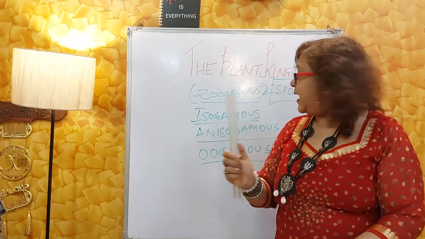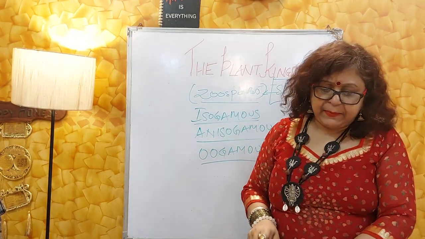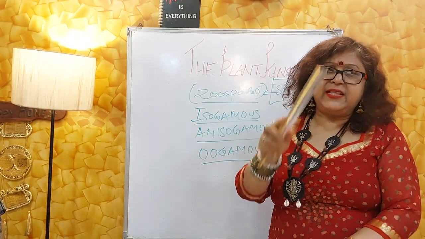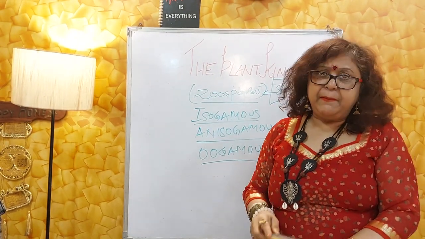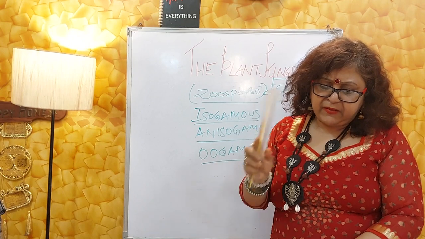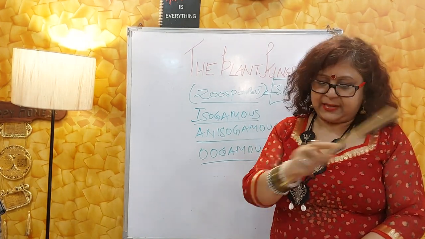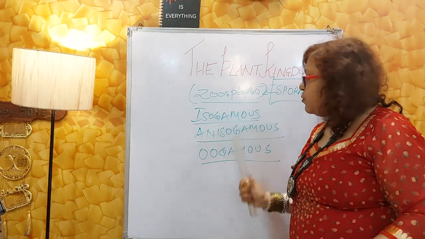Then what is anisogamy? Anisogamy means fusion of structurally dissimilar gametes which differ in their size and their behavior. The male gametes are more active than the female gamete. The female is also bigger in size. Example is Chlamydomonas.